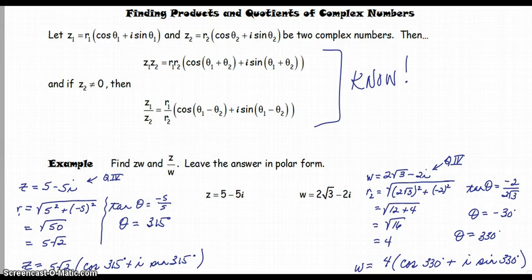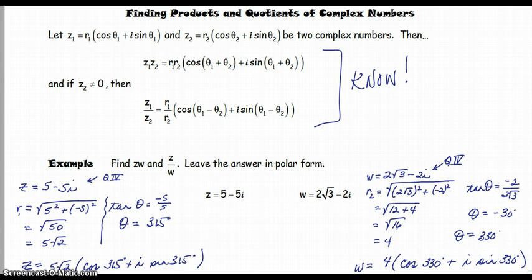The examples that we have, we're going to do one where we're multiplying z times w, and then we're dividing z by w. We're going to leave our answer in polar form. So z is given to us as 5 minus 5i, and w as 2 square root 3 minus 2i. Now we have our complex numbers, but they're not in polar form. The first thing we have to do then is convert them to polar form.